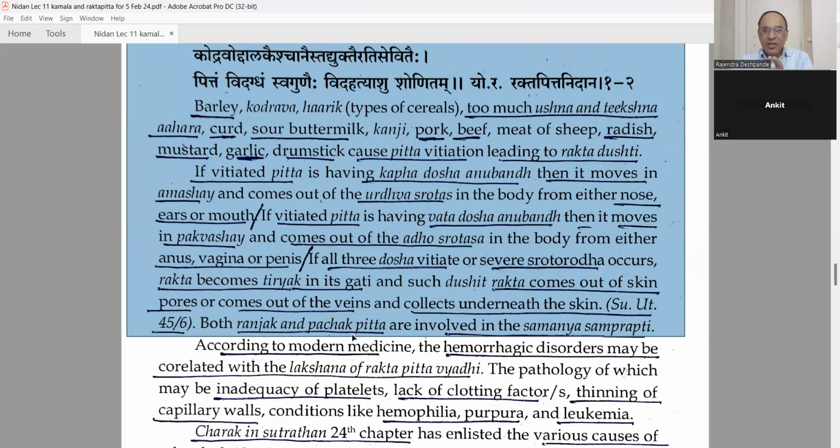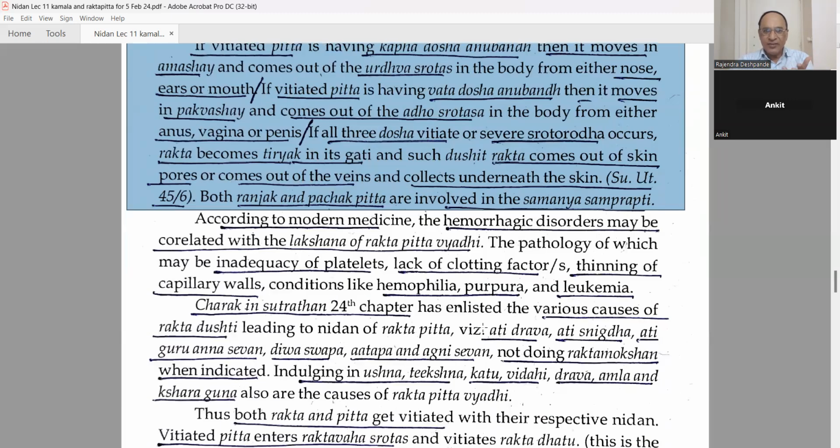Both Ranjaka and Pachaka Pitta are involved in Samanya Samprapti. You know that Ranjaka Pitta is in the Amashaya and Pachaka Pitta is in the intestines. Okay.